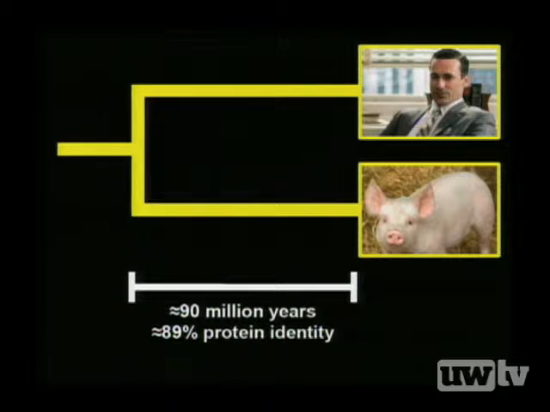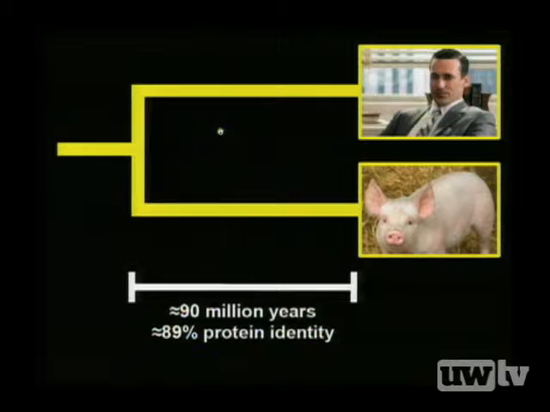So here's a phylogenetic tree of two species with which we're both familiar, the human and the pig. And we know that the human and the pig had some common ancestor at some deep point in the past. We think that was about 90 million years ago. And if we compare the proteins that are shared between the human and the pig, those proteins are now about 89% identical. Unfortunately, from the perspective of evolutionary biology, we do not know in great detail what this common ancestor looked like or how this common ancestor got to the human or the pig.